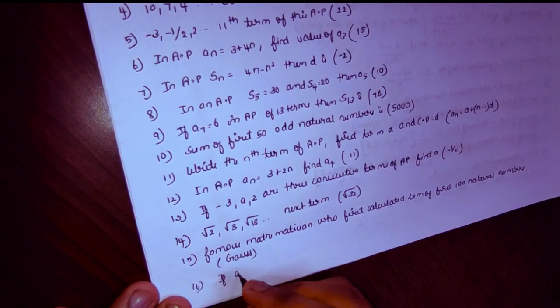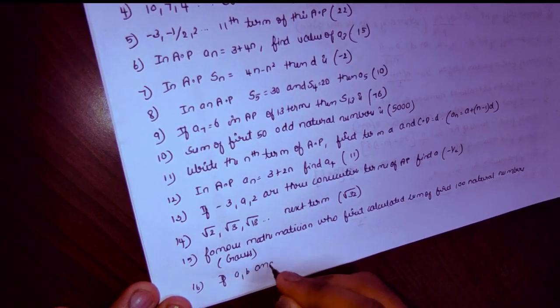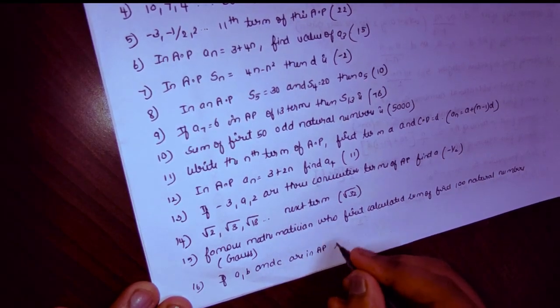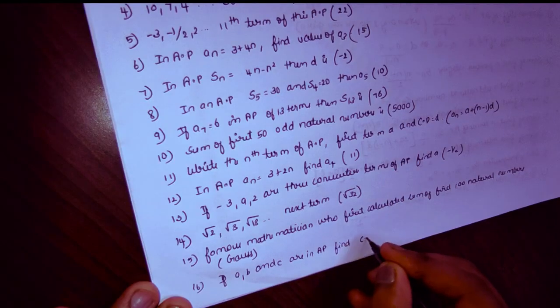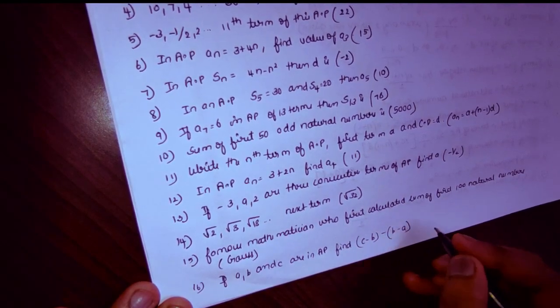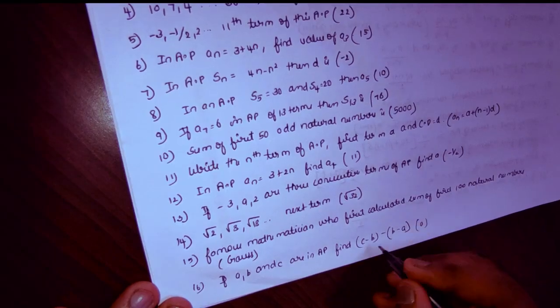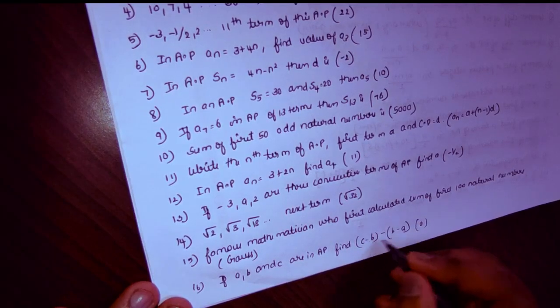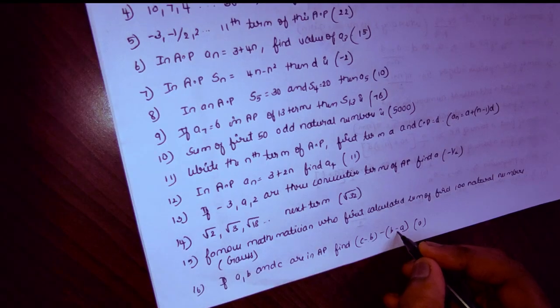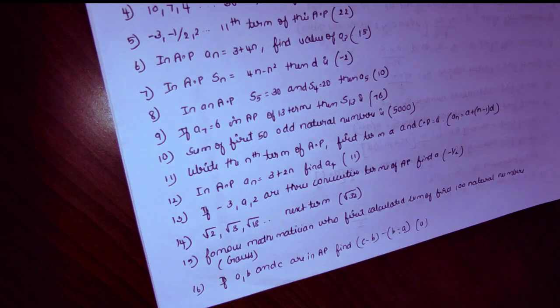If a, b and c are in arithmetic progression, you have to find c minus b minus b minus a. The answer is obviously 0 because the common difference is the same. When you subtract both the common differences, the answer is 0. Now we'll move to the 2 mark questions.